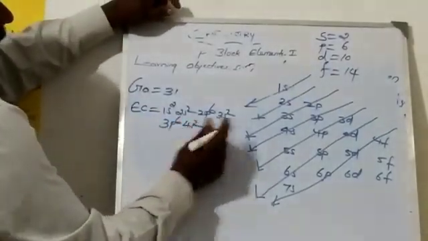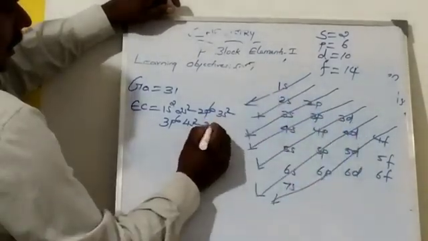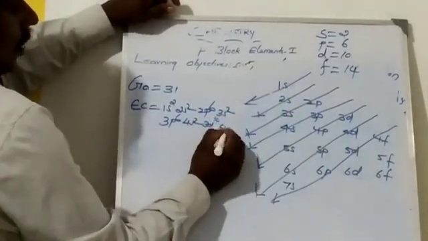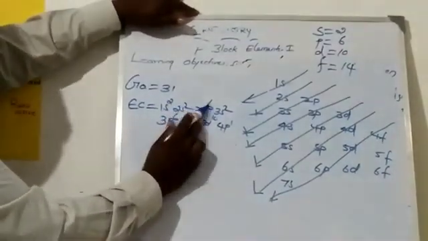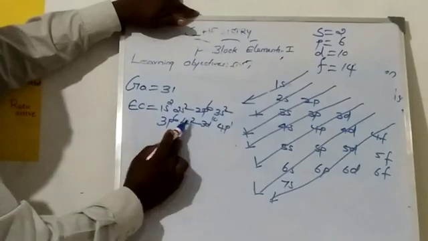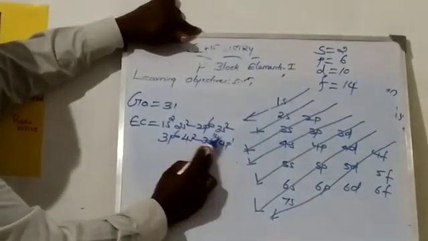4s2. Next one, 3d10, then 4p1. Now count: 2 plus 2, 4, 10, 12, 18, 20, 30, 31.